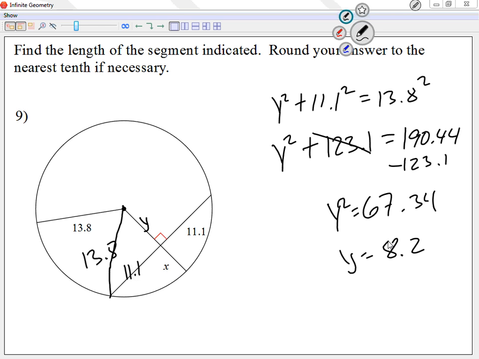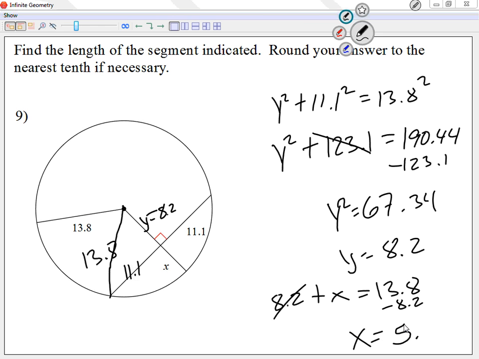We're not quite done yet. I needed to solve for x, not y. I know this is 8.2, but I know y plus x is a radius. So let me write 8.2 plus x, adding those two, and I'm going to let this equal 13.8. Let me subtract 8.2, so I get that x is equal to 5.6.